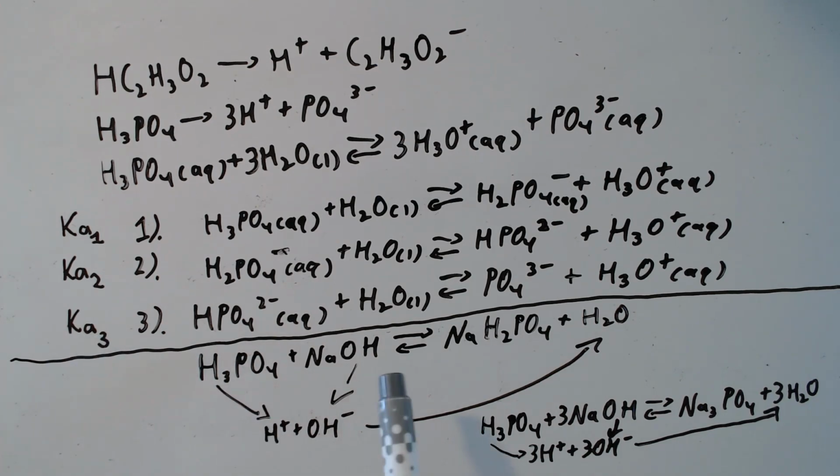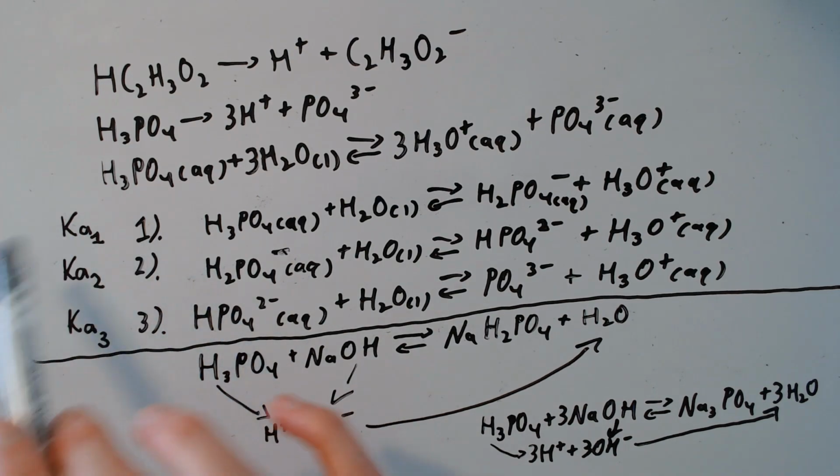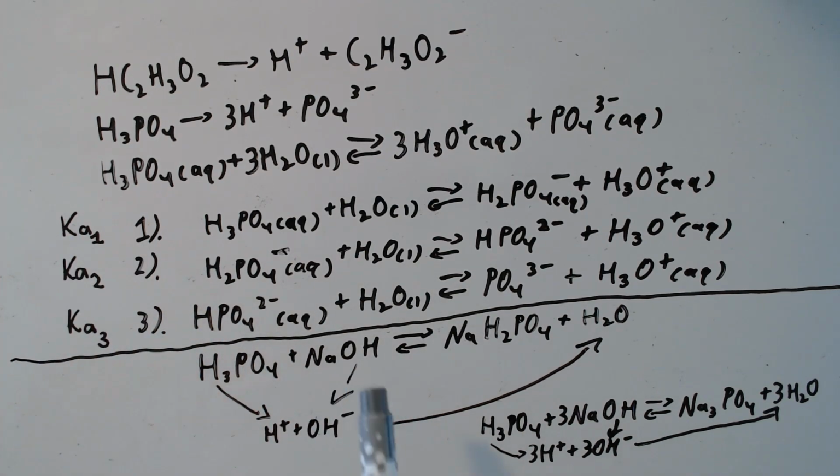Because let's say we add enough NaOH to take away 1 H from this H3PO4, it is going to take that 1 H away no matter what this Ka1 is. This NaOH, let's say 1 NaOH added to 1 H3PO4 molecule, is definitely going to take that H away. So you see the H plus gives off, the OH minus of the NaOH takes this H plus and forms H2O.